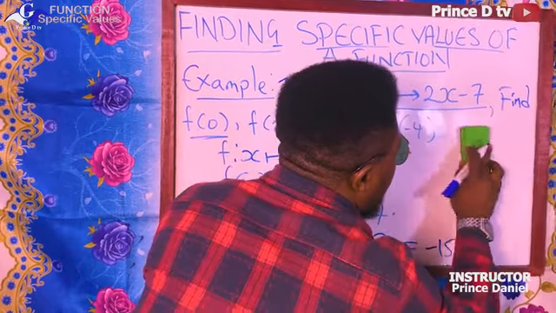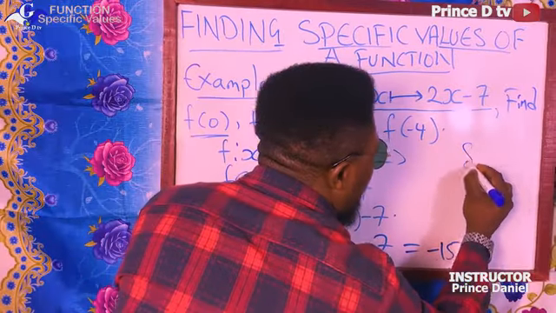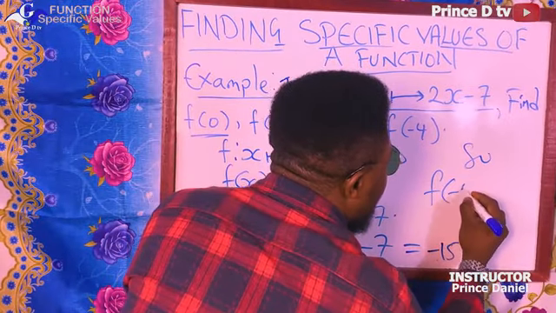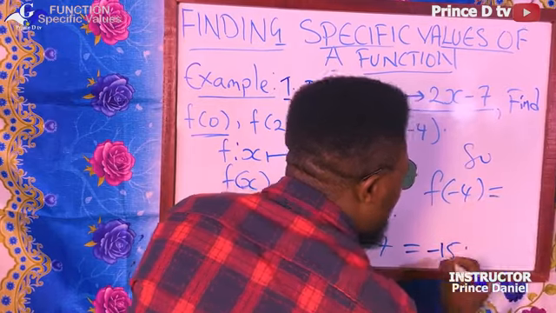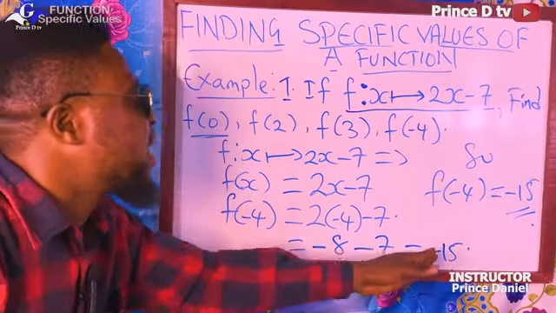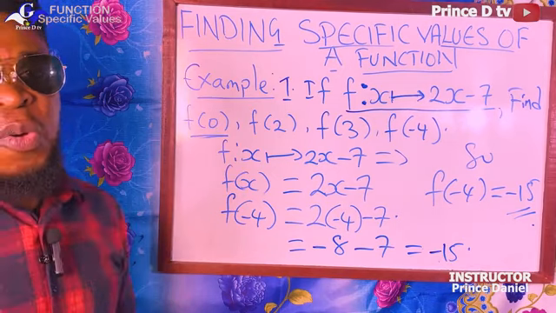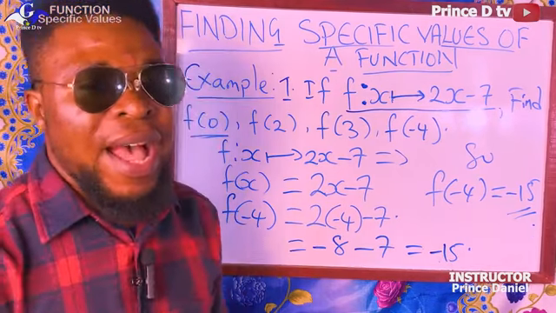All right, -15. And what does that tell you? It tells you that f of -4 is equal to -15. So that's the specific value of f of -4. All right, good. And that's it.